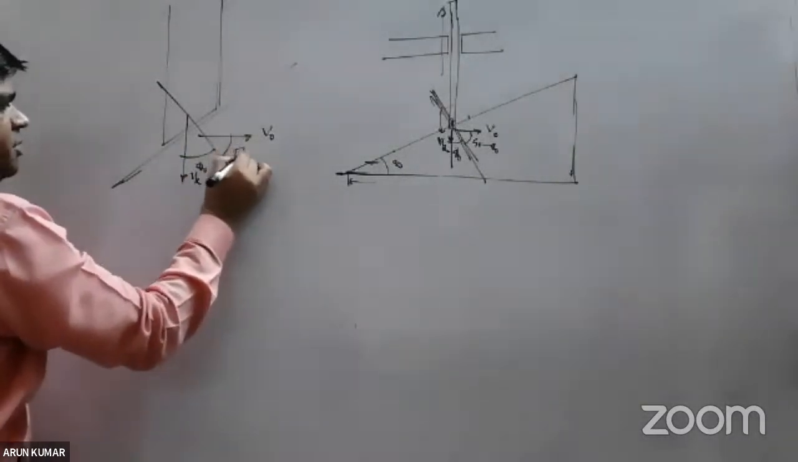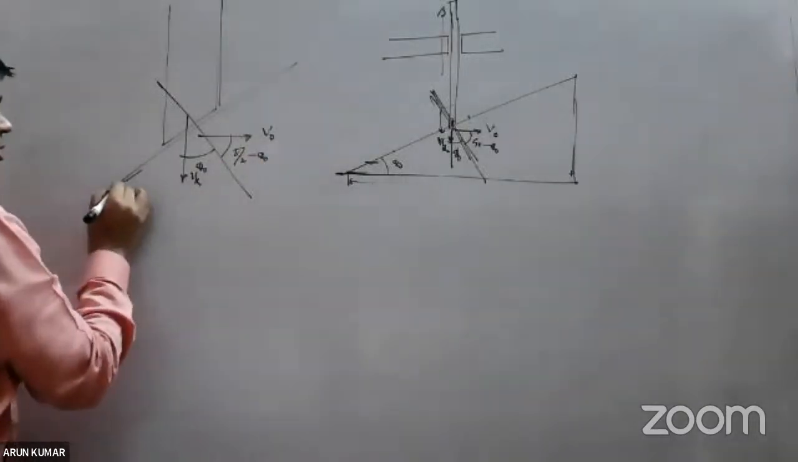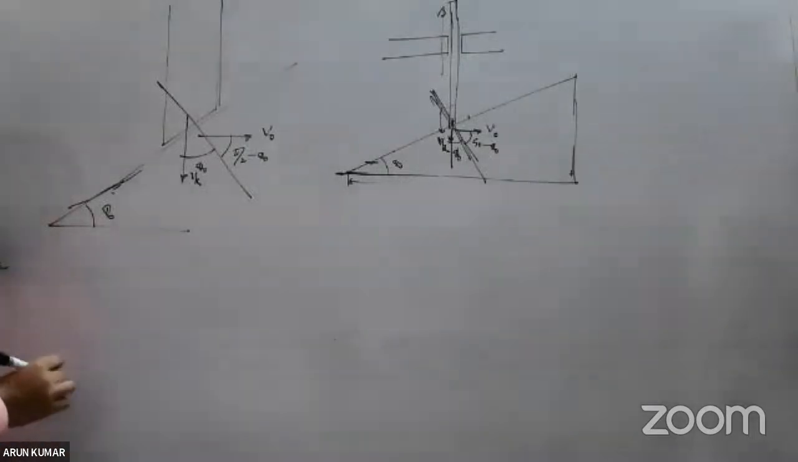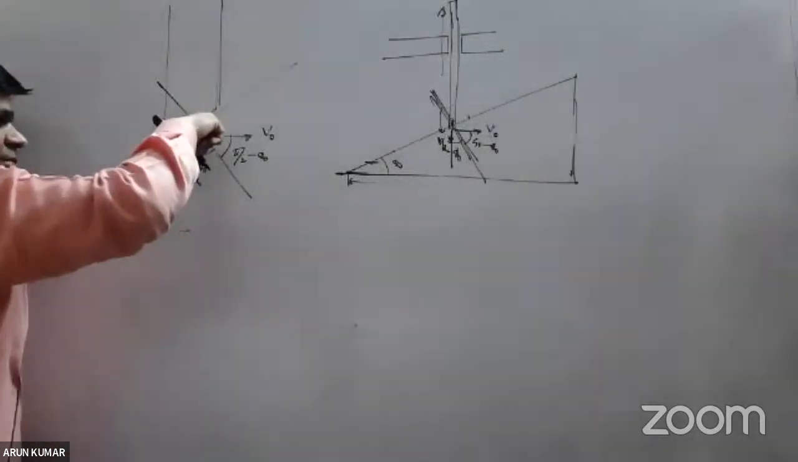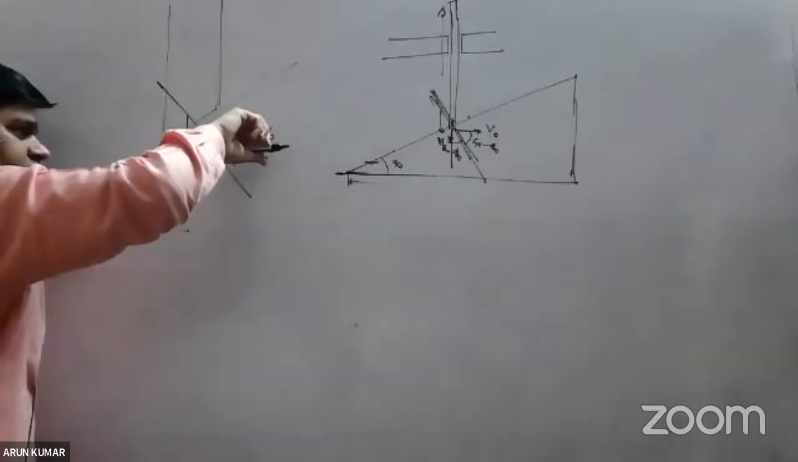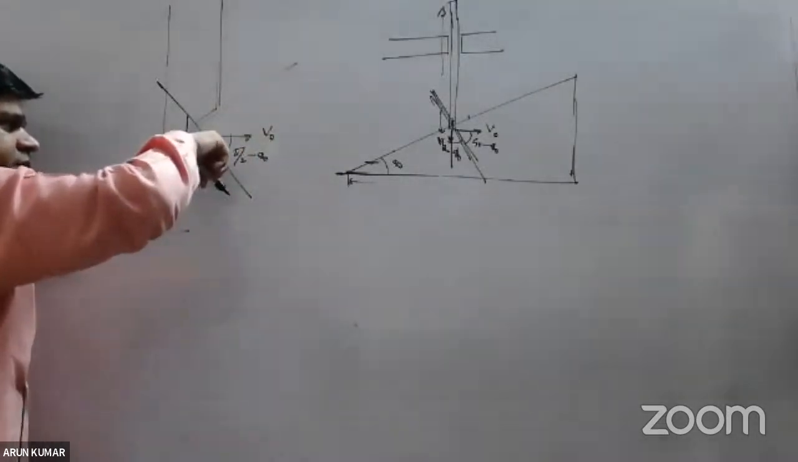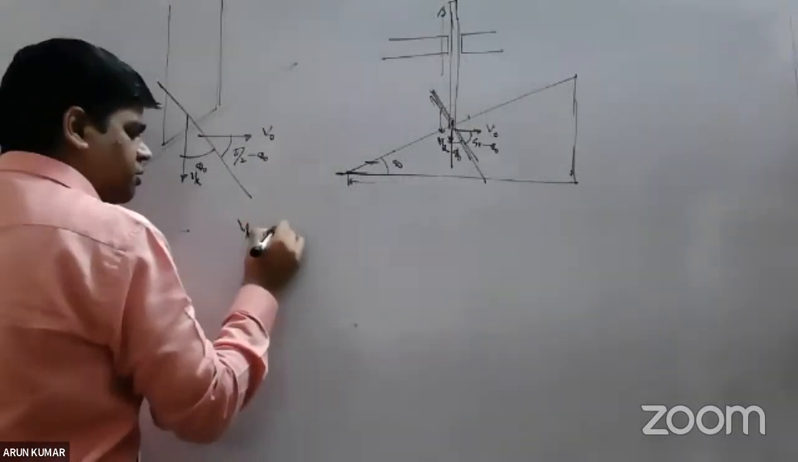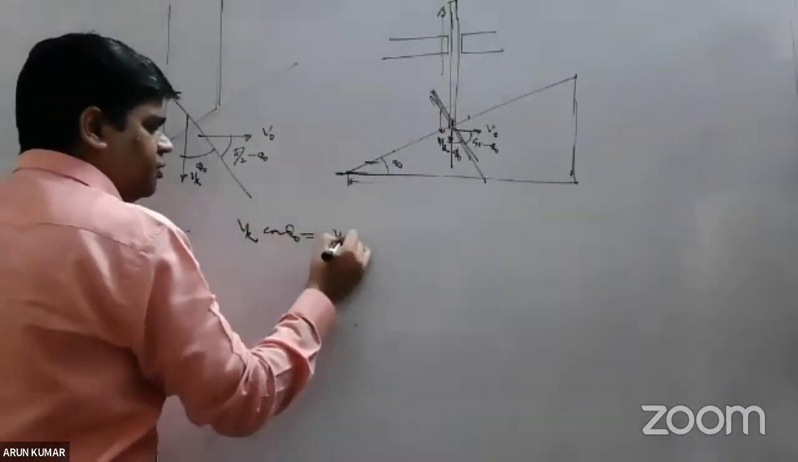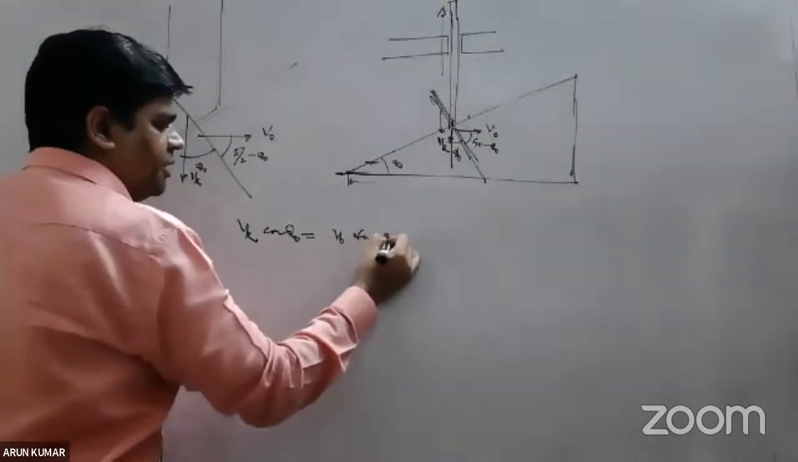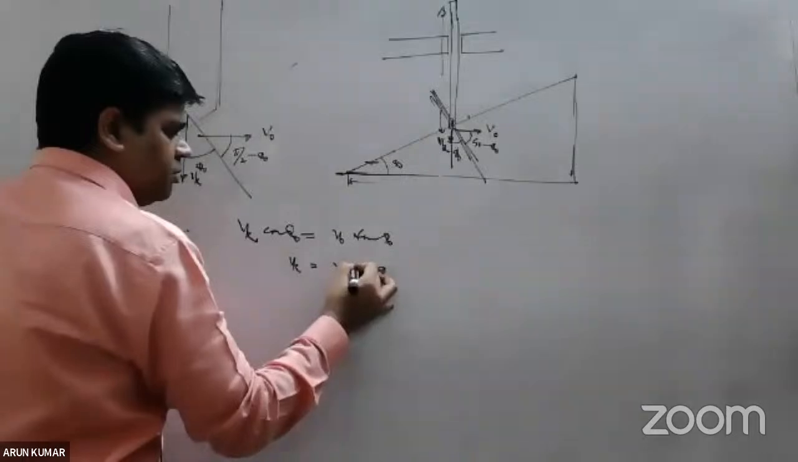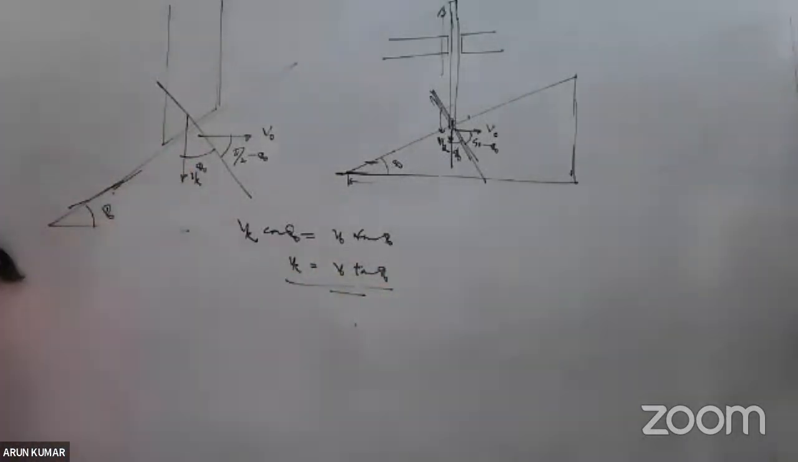This is 90 minus theta. So Vr cos of 90 minus theta should be equal to V naught cos of 90. Vr cos theta should be equal to V naught cos of 90 minus theta. So Vr cos theta is equal to V naught sin theta. So Vr is equal to V naught tan theta.